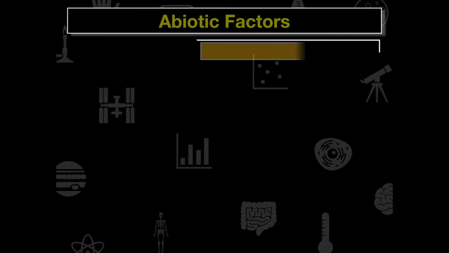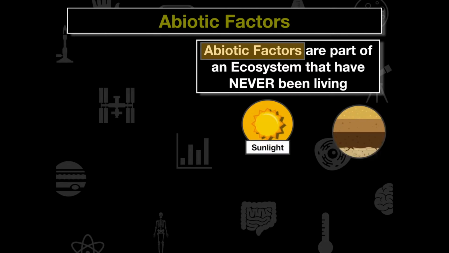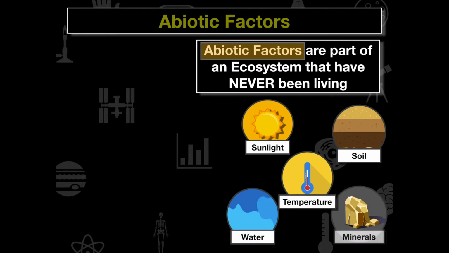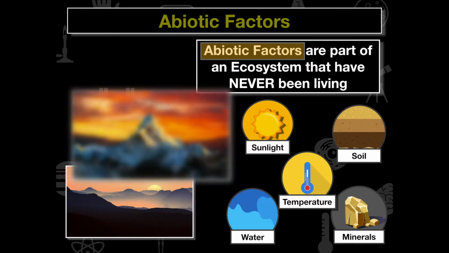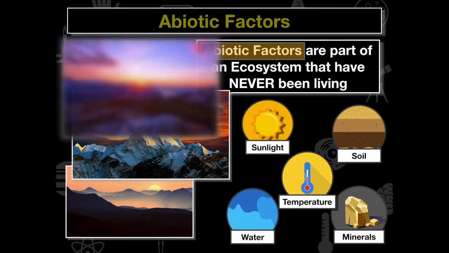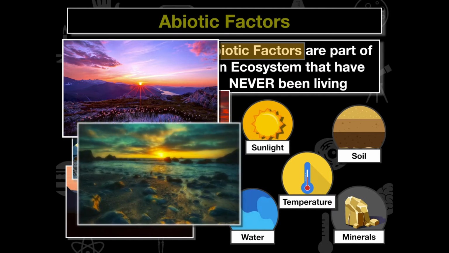Now, abiotic factors are parts of an ecosystem that have never been living. So think about things like sunlight, soil, temperature, water, or minerals. All of these abiotic factors have never been living. In the case of soil, we could make an argument that there are living organisms in it. But we want to think about all of those geological formations and things that have never been living, but still make up an ecosystem.